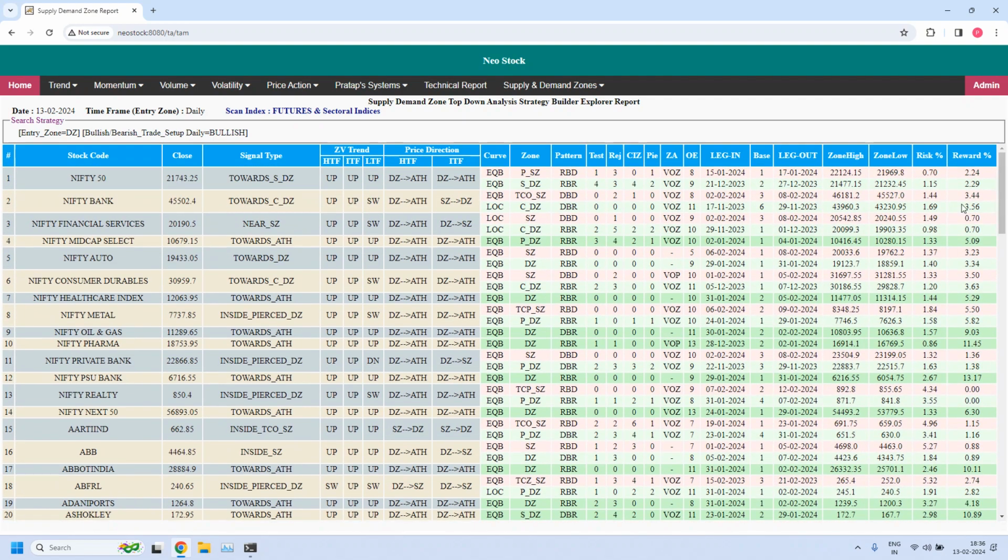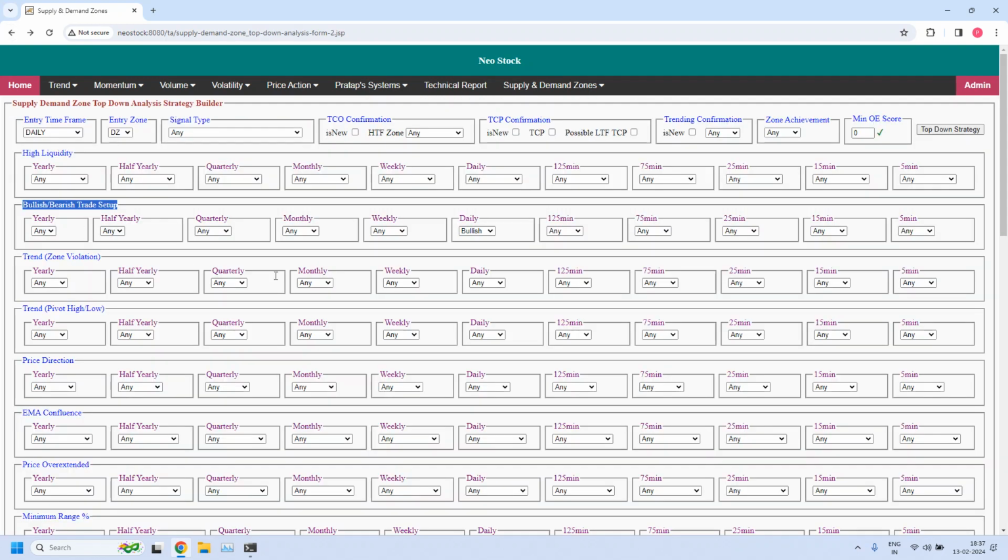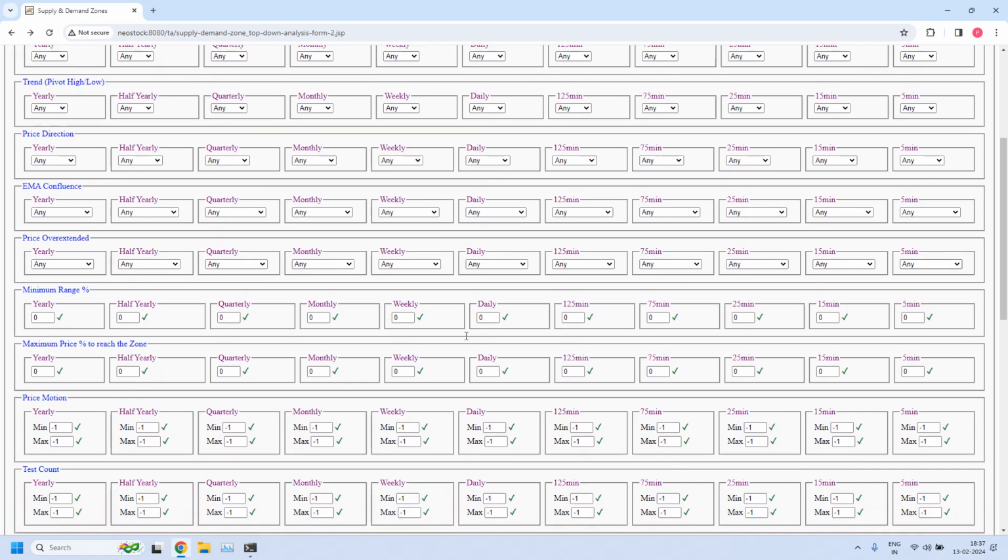Because this list is very big, let us reduce the count by setting some filters. The first filter we are going to set: some of these demand zones might have been tested, and maybe you want only fresh zones. In case you want fresh zones, let's go back to the strategy builder and scroll down to the parameter test count. In this test count, set the daily test count minimum value as 0 and maximum value as 0. That indicates all the zones should be fresh zones.